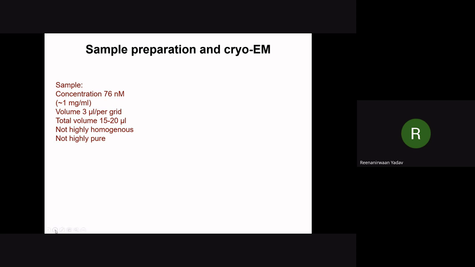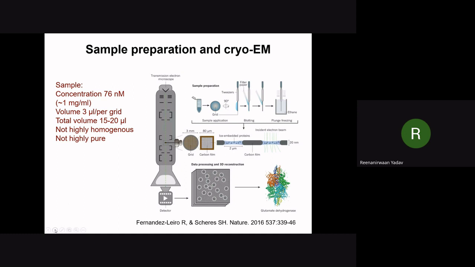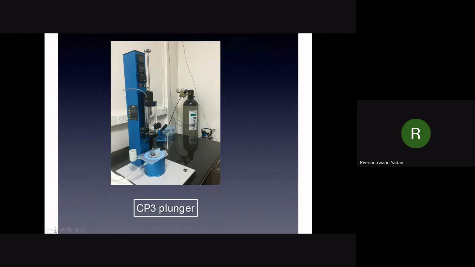So this is the basic workflow from sample to the 3D structure for single particle analysis. We put our sample on the grid, then plunge it into liquid ethane, observe it inside the microscope, collect a large amount of data, process and align it, and construct our 3D reconstruction. Next.